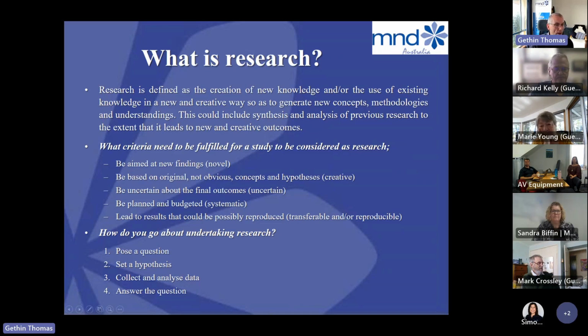So, the real basics of how you go about undertaking a research project. First of all, you've got to ask a question. It could be something like, how do we cure MND? That could be a question. It's a very big one. Then you set a hypothesis: we could cure MND by treating people with this specific drug. That's your hypothesis. And then you set and collect the analysis. In that case, it would be a clinical trial. You test people with the drug and you test people with a control drug. Then you answer the question, you analyze the data and you say, did this treatment cure MND? In a real simple nutshell, that's how you undertake a research project.